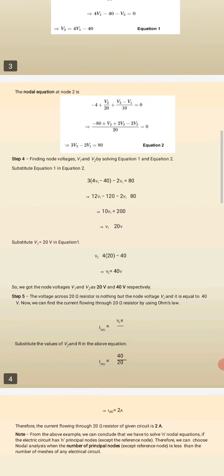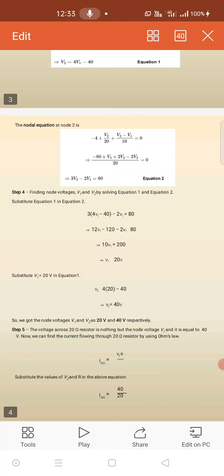Similarly, we can write the equation for node 2: -4 + V2/20 + (V2 - V1)/10 = 0. That gives 3V2 - 2V1 = 80. This is equation 2. We find the node voltages V1 and V2 by solving equations 1 and 2. Solving them, we get V1 = 20 and V2 = 40 respectively.